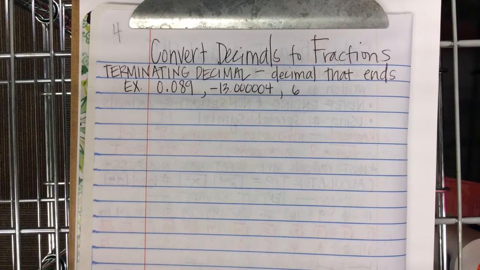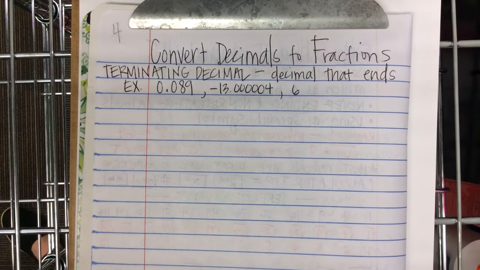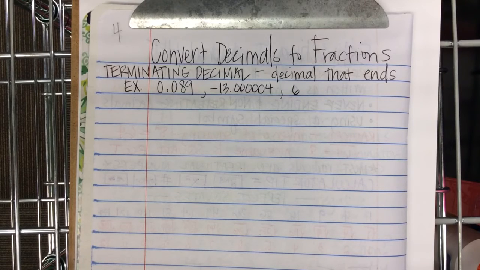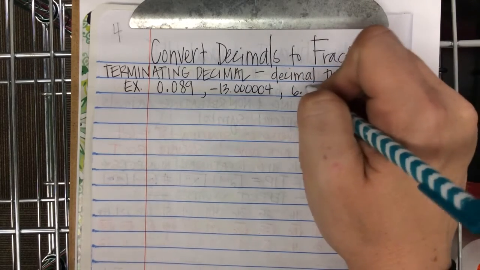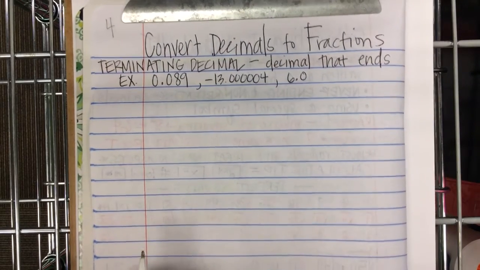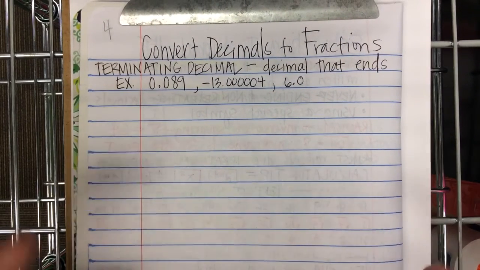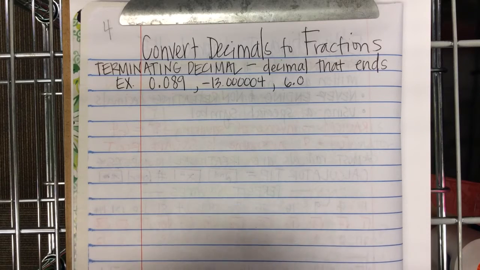What about the number 6? Is that a terminating decimal? It doesn't have a decimal. You say yes, it does. Arlene, why? Yes, it does. Now, is it a terminating decimal? Yeah. I mean, whole numbers are technically decimals. You just don't go around and say the decimal part, right?